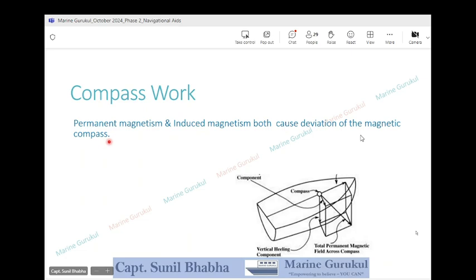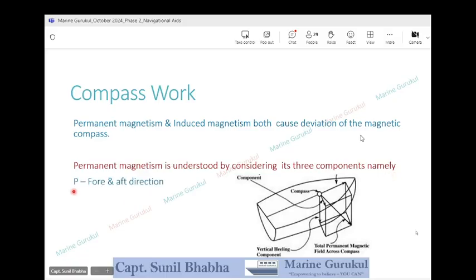But if you have the magnetism of the ship, permanent or induced, it will disturb our compass, and that disturbance is known as deviation. The permanent magnetism can be easily understood by breaking it up into three components. That is the P component, which is in the fore and aft direction, then the Q component, which is in the athwartship direction, and the R component, which is in the vertical direction. So once you understand these three components of the permanent magnetism, we can cancel or counteract it one by one.